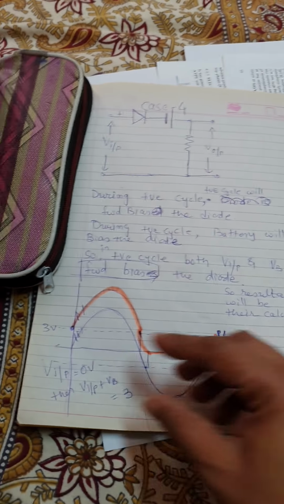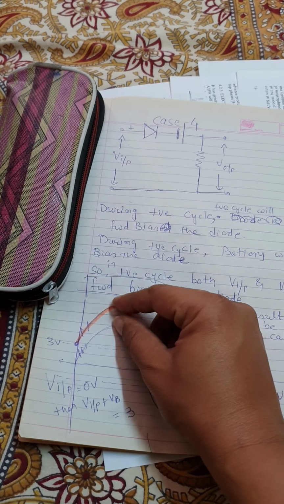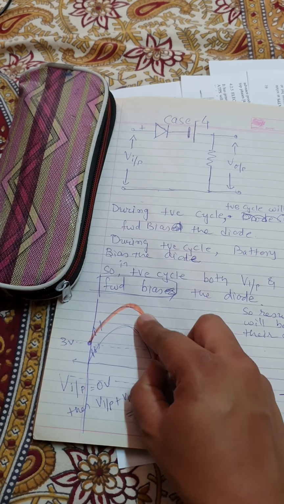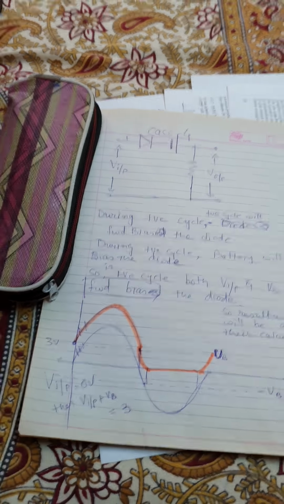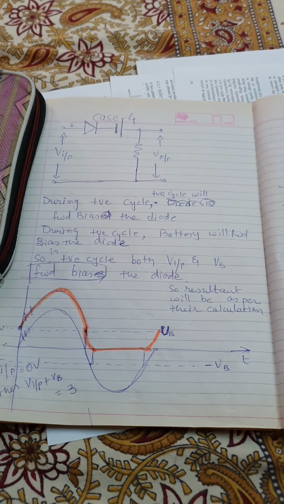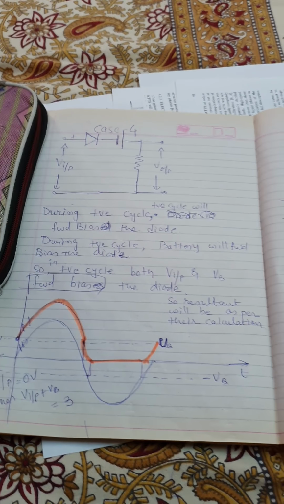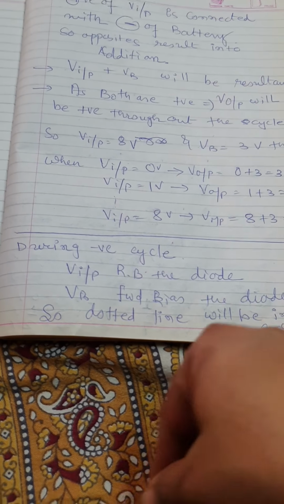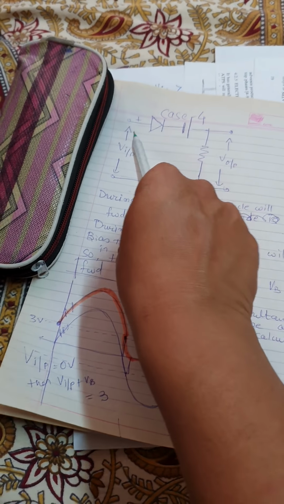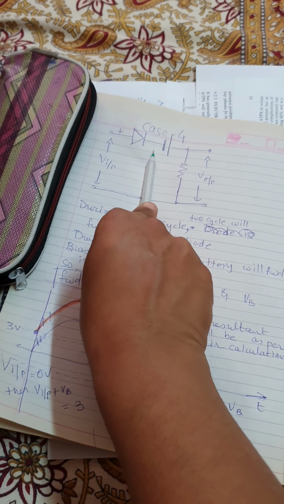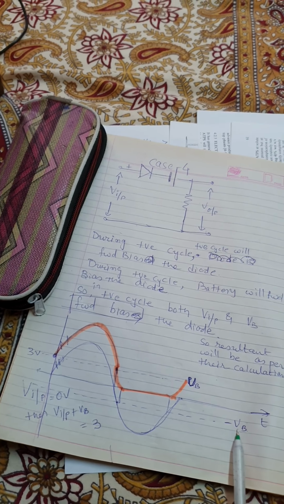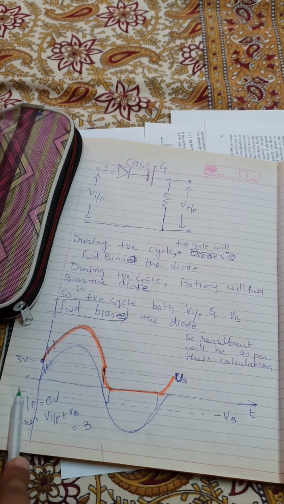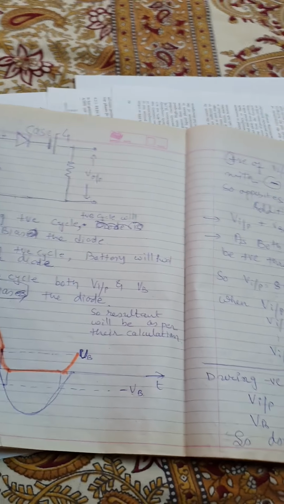So overall, in the entire positive cycle, 3 volts will be added. Every value of the input during the positive cycle will get shifted upward by 3 volt. I hope the positive cycle is clear. Now let's concentrate on the negative cycle. During the negative cycle, V input reverse biases the diode, whereas the battery forward biases the diode. Hence the dotted line is kept in the negative cycle at VB volt.